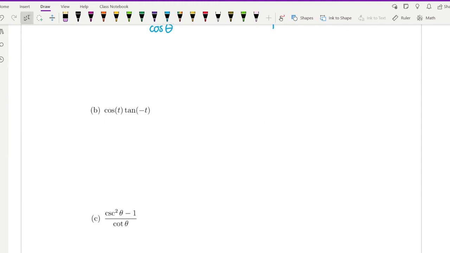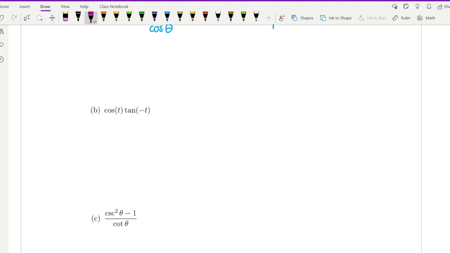All right, so next up we have cosine of t times tangent of negative t. So again, this is a product of two different trig functions. One thing that will be helpful eventually is to rewrite things in terms of sine and cosine. However, right now the inputs for these two functions are different. In order for us to combine things and allow them to cancel out, they need to have the same input, not one of them being t and one being negative t.